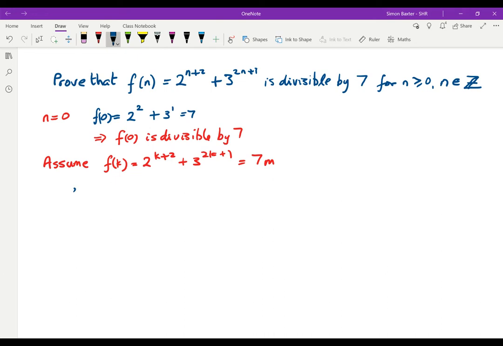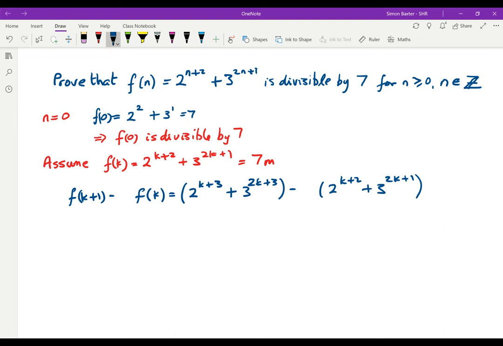Well, let's have a look here. f(k plus 1) minus f(k), I've left a space. f(k plus 1) is 2 to the k plus 3, since 2n plus 1 is 2 times k plus 1, that is 2k plus 2 plus 1, which is 2k plus 3. Minus f(k), 2 to the k plus 2, plus 3 to the 2k plus 1.